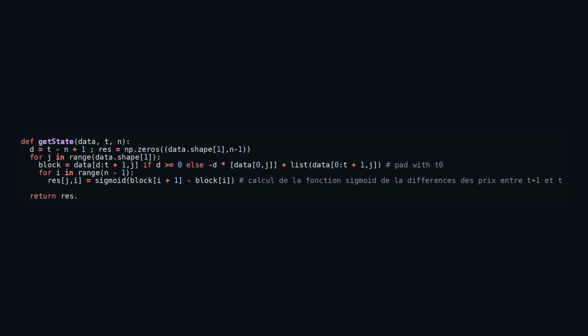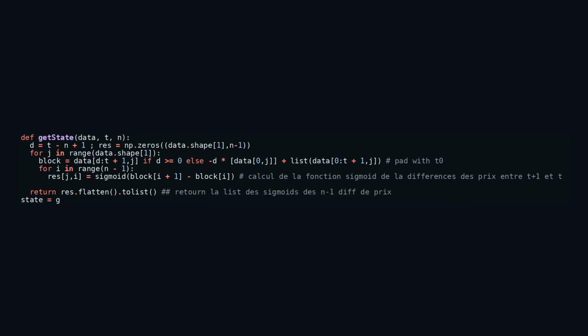This code snippet plays a crucial role in processing stock data by transforming price differentials into sigmoid values, facilitating feature extraction for subsequent analysis or machine learning tasks. It enhances the handling of financial time series data by extracting pertinent insights from price fluctuations, rendering it suitable for modeling purposes.